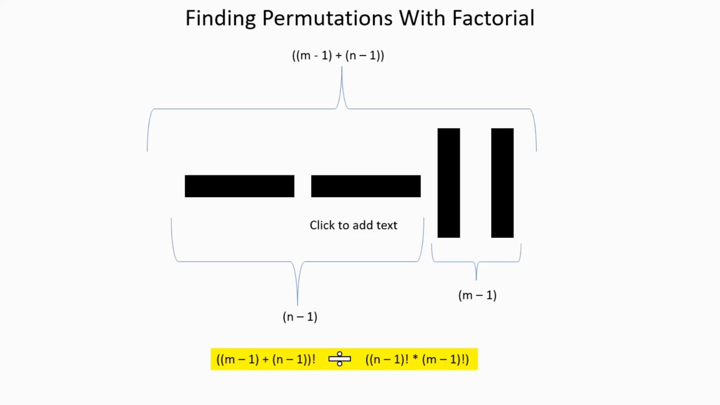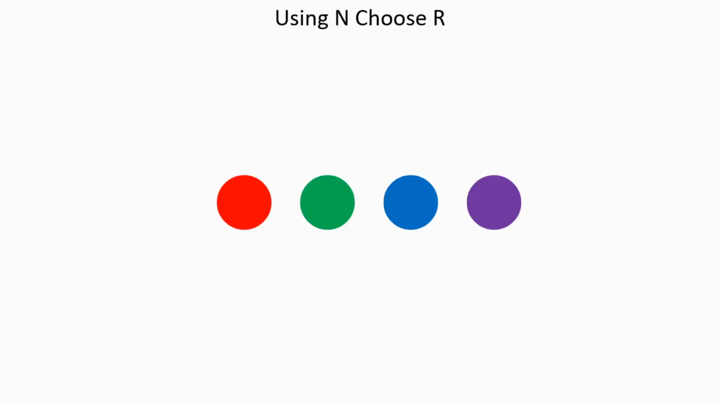The next way I'm going to show how to get this formula is using n choose r. N choose r is a formula that basically tells you how many ways you can choose r elements out of n total elements. For example, using these circles, there are 4 elements, and I want to know how many ways I can choose 2 of these circles. So it becomes 4 choose 2. This is one way I can choose. This is another way. This is another way. And so on.